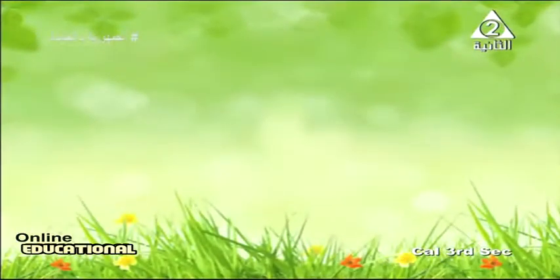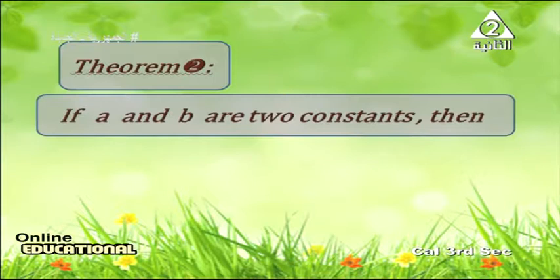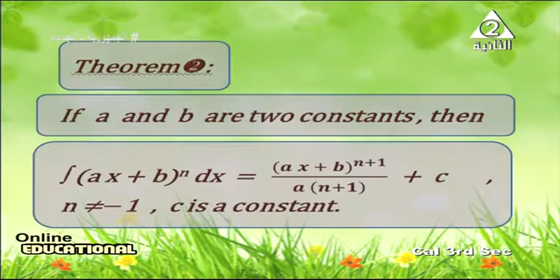Now, theorem 2. If a and b are two constants, then integration of the bracket ax plus b, all to the power n, dx. Now we have a bracket, the function inside the bracket is a polynomial function of first degree, or x to the power 1, and the bracket has a power n. Integration of the bracket ax plus b all to the power n dx equals ax plus b, between two brackets, to the power n plus 1, divided by n plus 1 multiplied by the coefficient of x, which equals a, plus the constant c, where n does not equal negative 1 and c is a constant.